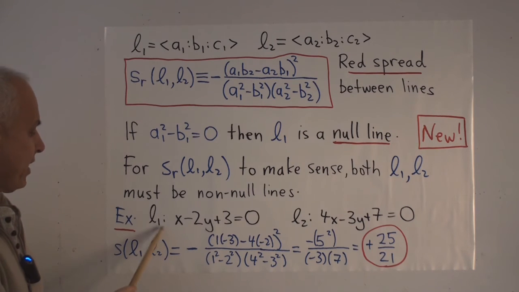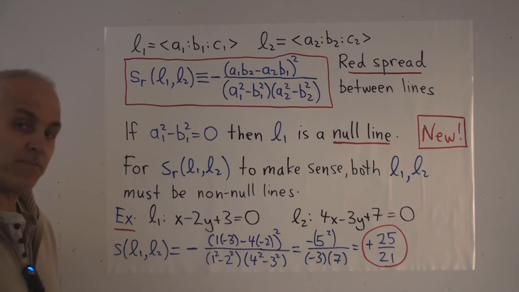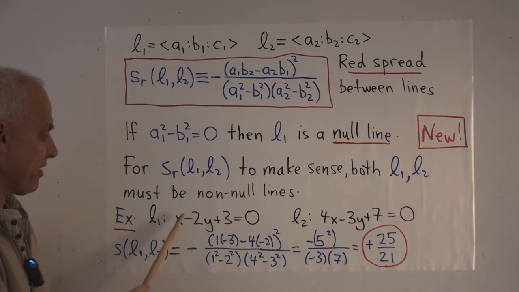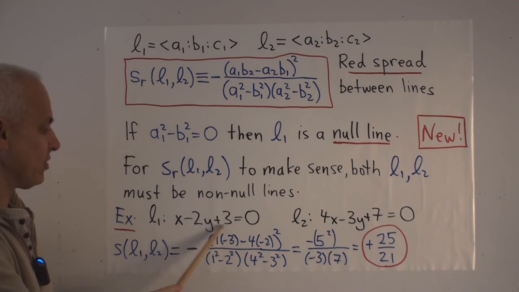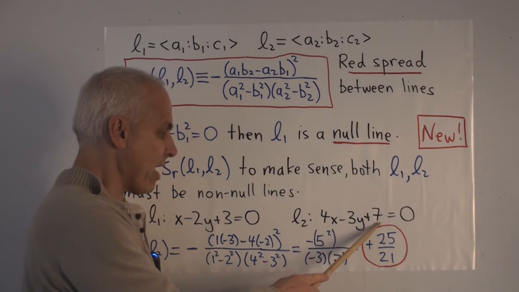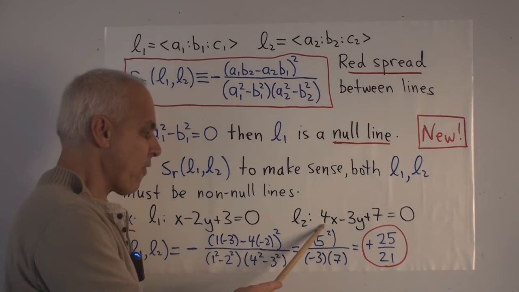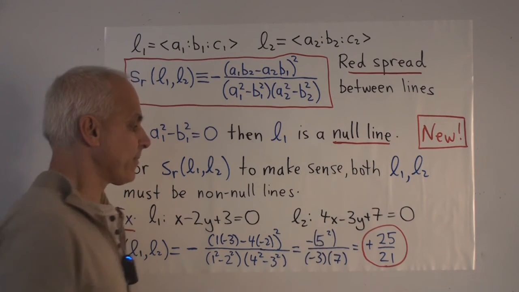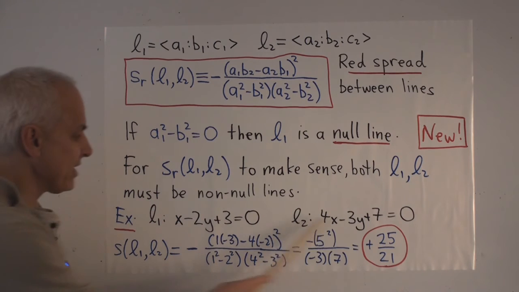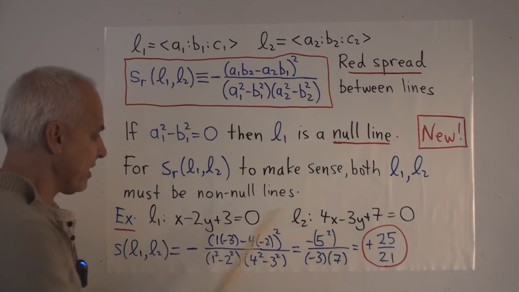Alright, so an example. Here's a line L1 with equation x minus 2y plus 3 equals 0. So it's going to be given by the proportion 1 : -2 : 3. And another line with equation 4x minus 3y plus 7 equals 0. So it's given by the proportion 4 : -3 : 7. Now the 3 and the 7 have nothing to do with the spread. It's only the first two coefficients that matter.